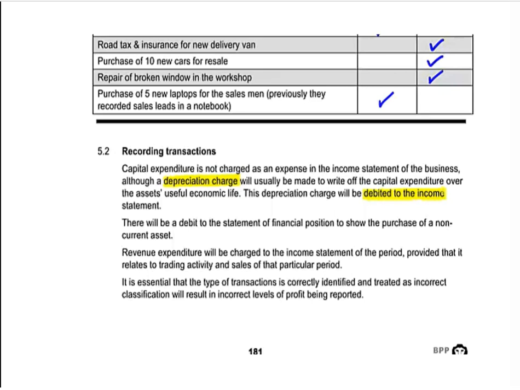When we buy a new non-current asset, say some machinery or something for continuing use, that's going to be debited to the statement of financial position, which will then show that non-current asset. Revenue expenditure then gets debited to the income statement for the period in which the sales are made. So remember that matching concept there. For businesses then, this is important because otherwise the incorrect levels of profit might be reported. And we'll have a look at the impacts that making an error could have on your profits in the next example.